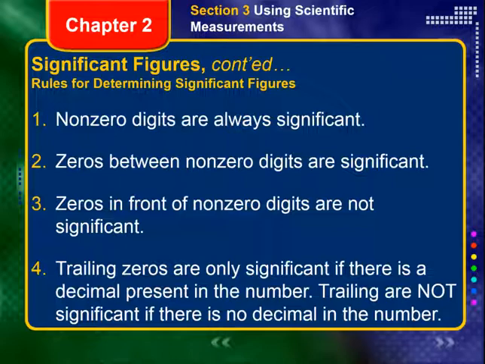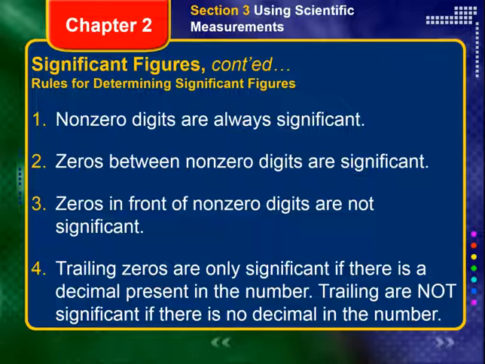There are four rules. Different books will clump these together a little bit differently, so don't let that fool you. It's the same ideas. Some people separate these out into 5 rules. Some books even compact this into 3 rules. We're going to go with 4. First rule: all non-zero digits are always significant. 1, 2, 3, 4, 5, 6, 7, 8, 9. If they're in there, they are considered significant. They are significant figures.